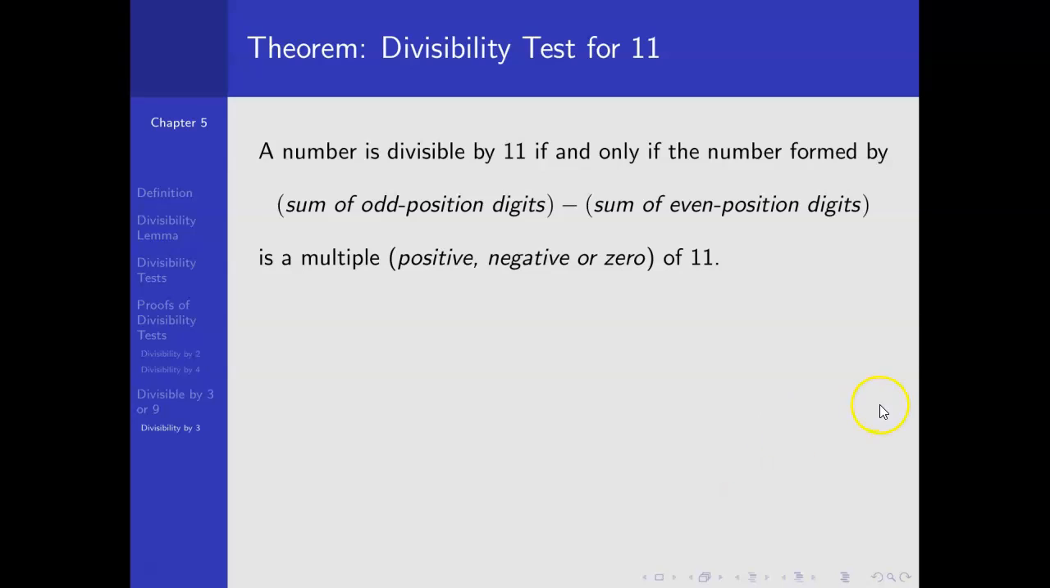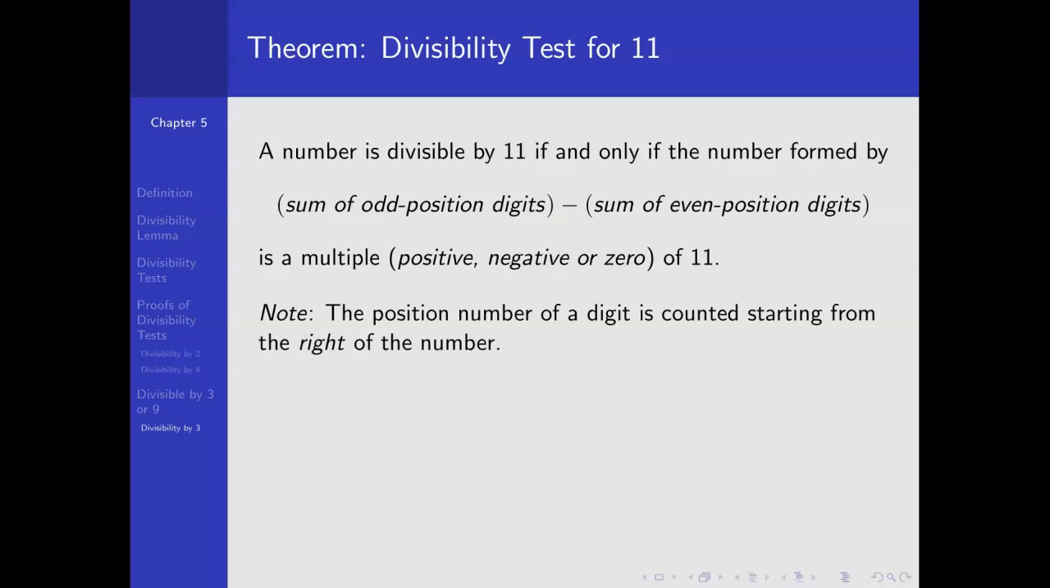All right. Now we get to the very last part, which is divisibility test for 11. So this is phrased differently. It's a different kind of test that we have to do. I'm going to tell you how to phrase it in two different ways. The first one is how it's phrased in the book. A number is divisible by 11 if and only if the number formed by taking the sum of the odd position digits minus the sum of the even position digits, if and only if that is a multiple, either positive, negative, or 0, of 11.